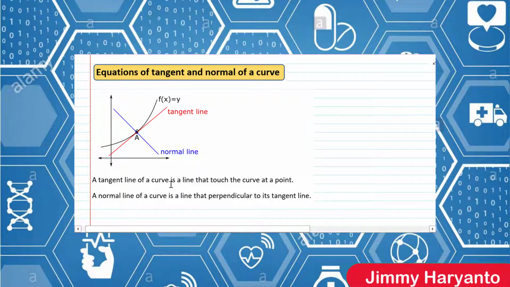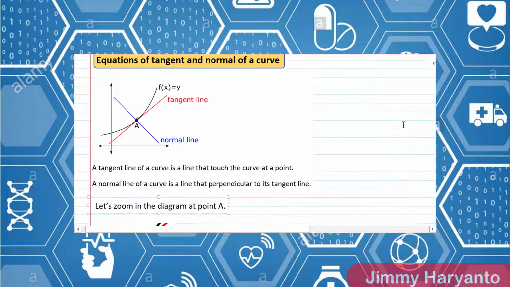A tangent line of a curve is a line that touches the curve at a point. So the line touches the curve, only touching, not intercepting, not cutting. It's only touching. So the tangent line, or bersinggungan in Bahasa Indonesia. And a normal line of a curve is a line that is perpendicular to its tangent line but still at the same point.